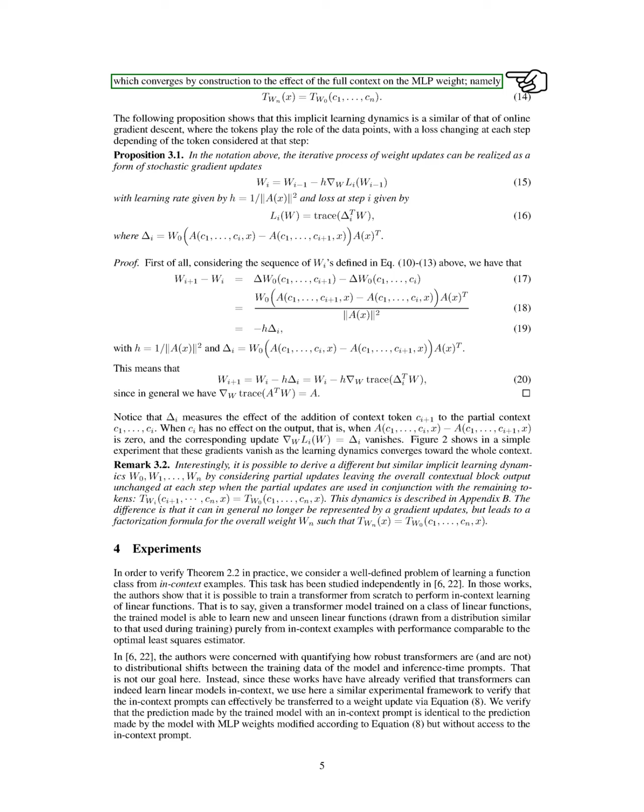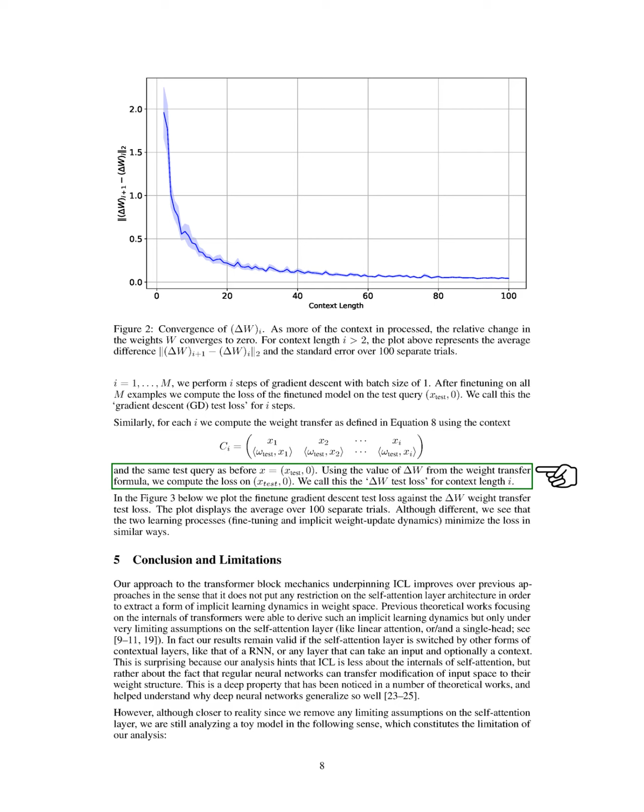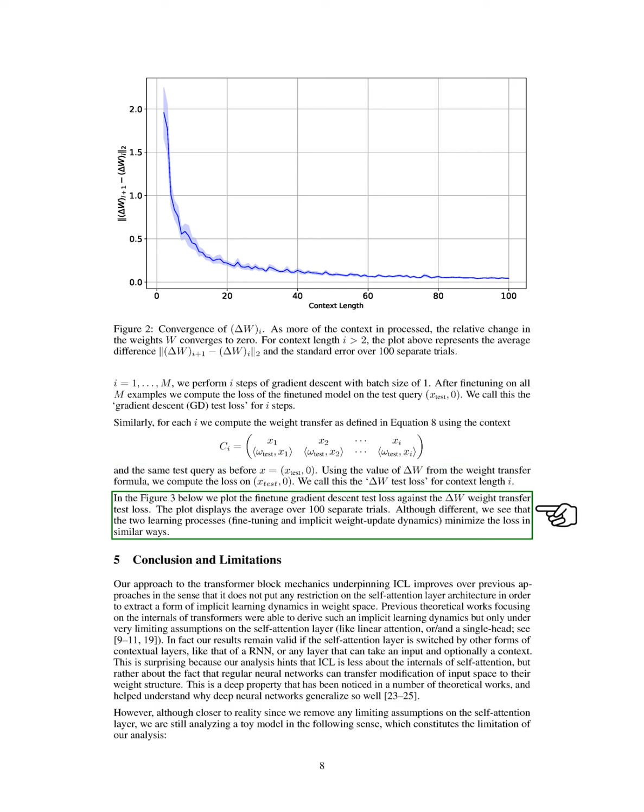We initialize the transformer with pre-trained weights and fine-tune it using a specific learning rate, updating only the weights of the MLP layer. After fine-tuning on all examples, we calculate the loss on the test query, which we refer to as the gradient descent test loss. We also compute the weight transfer using the context from our fine-tuning process and the same test query. We then plot the gradient descent test loss against the weight transfer test loss, averaging over multiple trials. Although the two processes are different, we find that both fine-tuning and implicit weight updates minimize the loss in similar ways.